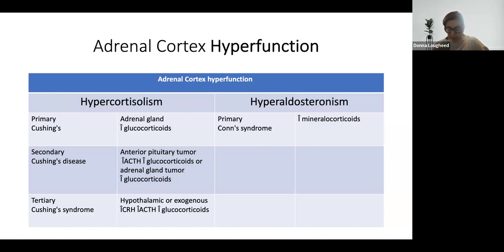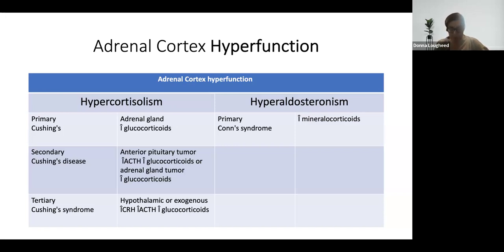So hypercortisolism is characterized as primary. So who's the culprit? The adrenal gland. That means it produces too much glucocorticoids. Secondary, who are we blaming it on? The anterior pituitary. Or tertiary, the etiology is the hypothalamus. Kind of in line with what we just talked about with insufficiency: primary, secondary, or tertiary.